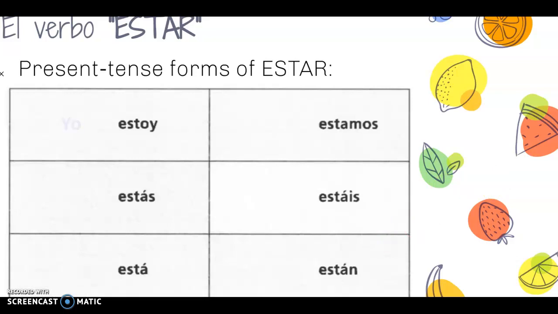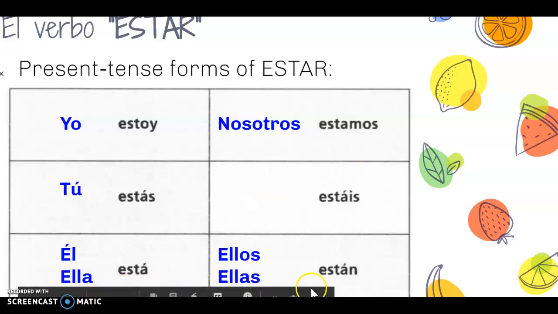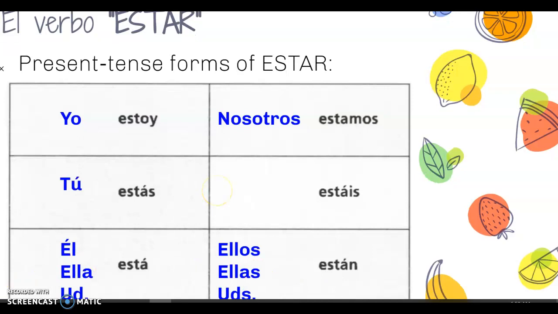So go ahead and fill in the pronouns. We've got yo estoy, tú estás, él, ella, or usted está, nosotros estamos, and then ellos, ellas, and ustedes están. Okay, so those are the present tense forms of estar.